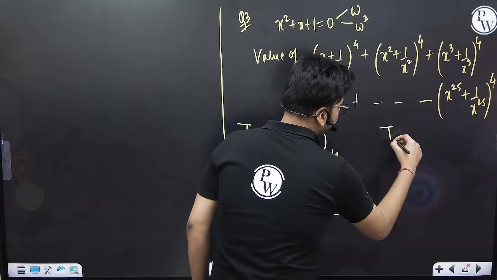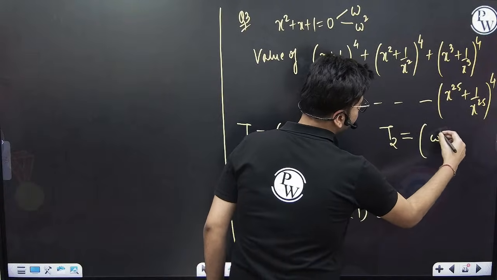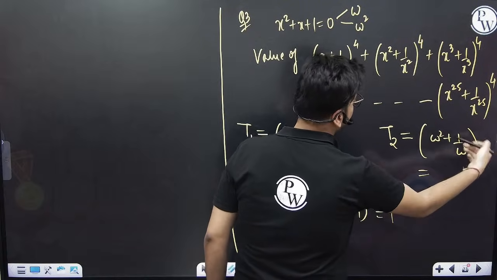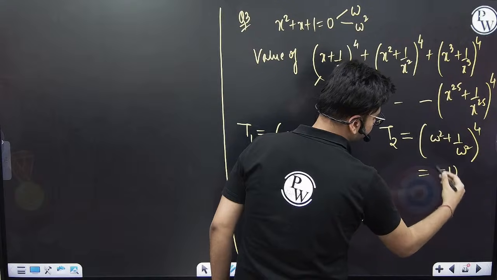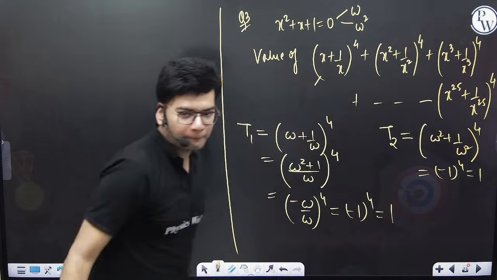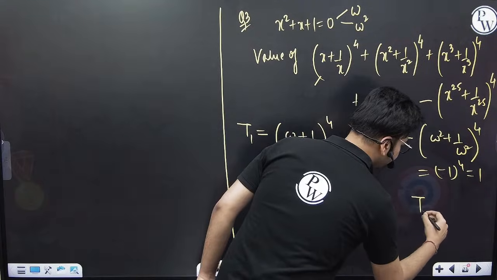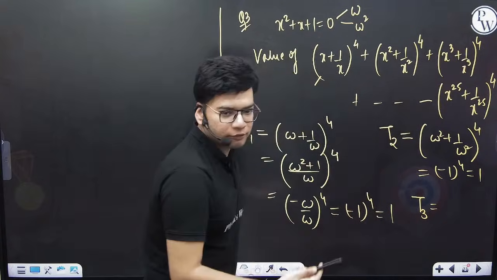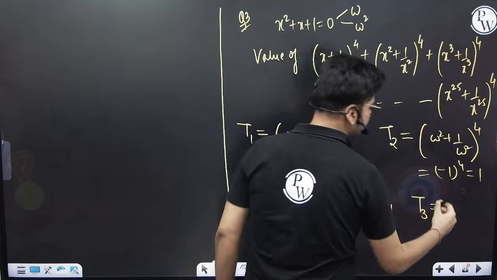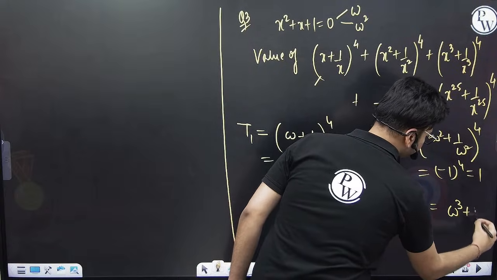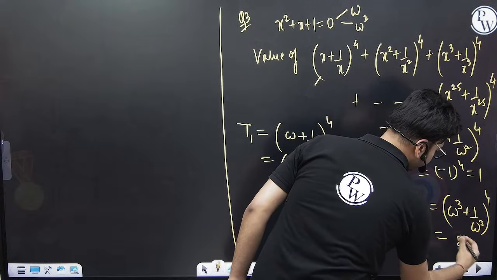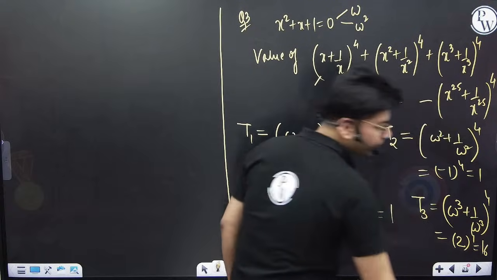Similarly, when you calculate T2, omega square plus 1 by omega square, again you will get minus 1 raised to the power 4, which is 1. But the moment you calculate T3, now it is a slight twist. Omega cube is also 1. So omega cube plus 1 by omega cube raised to the power 4, now your answer will be 2 raised to the power 4, which is 16.